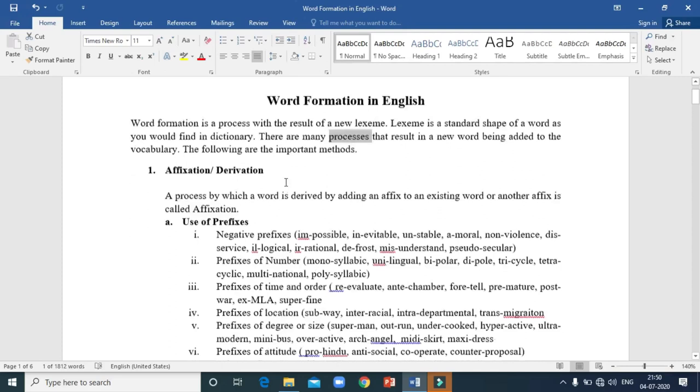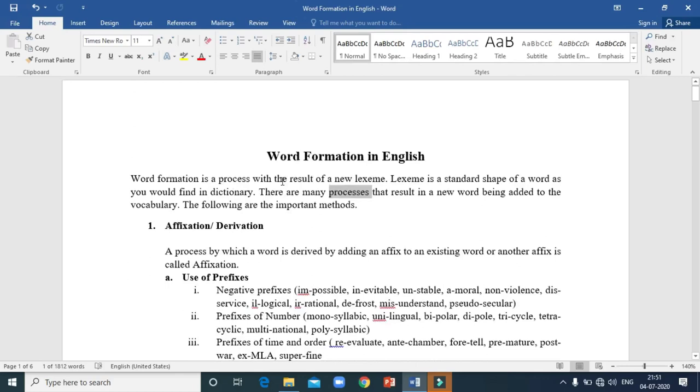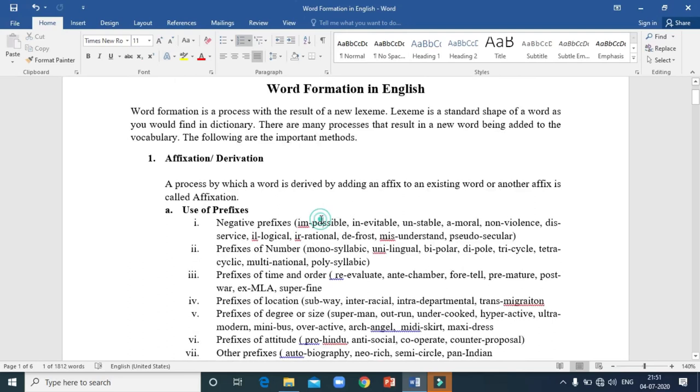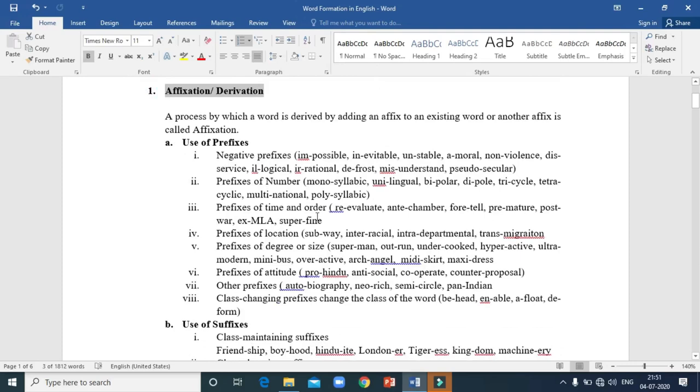Now let's look at different processes by which new words get added to the dictionary. In this particular lesson I have lined out 25 different methods by which words are formed. First process is affixation or derivation. This we have learned in linguistics already. So what is affixation? Affixation is a process by which a new word is derived by adding an affix to an existing word. So you have an existing word, you add an affix and a new word is formed. That process is called affixation.